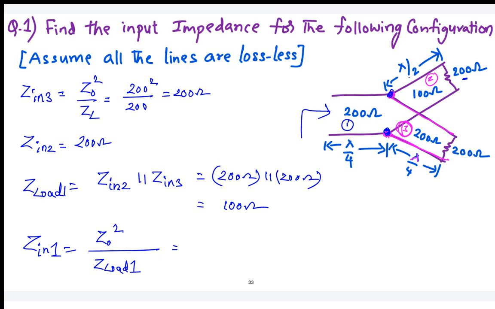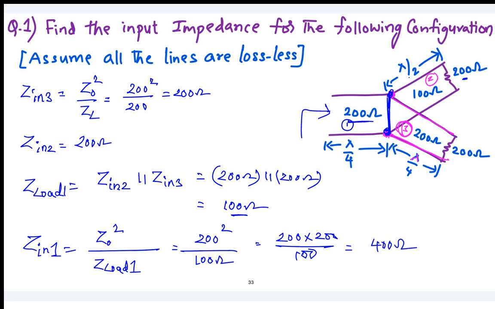So Z0 is 200 ohms and the effective load you are getting here is 100 ohms. So what is the value you are going to get? 200 into 200 divided by 100. What is the value you are getting? 400 ohms. Any questions you have here?